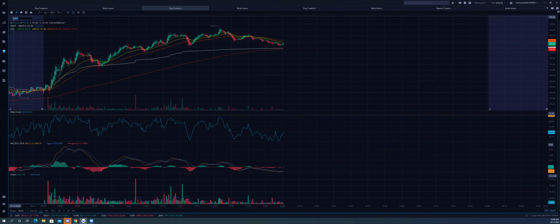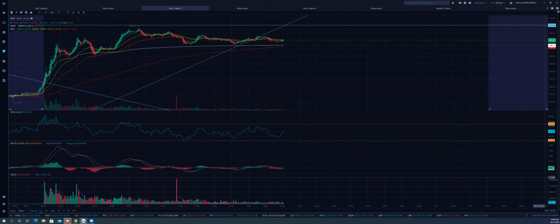Could you check the float on it? The float, let's see what the float is on this. It depends on the float too. MET.